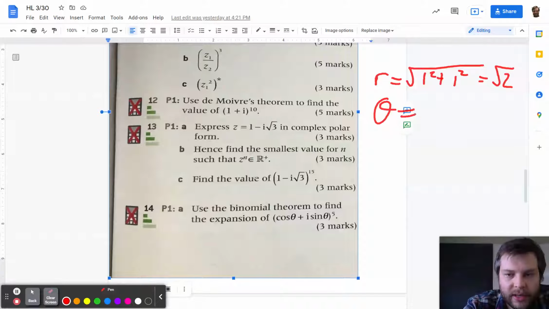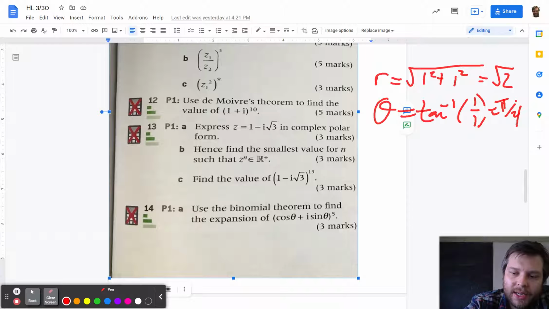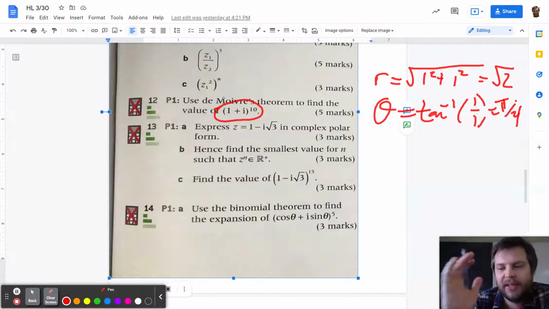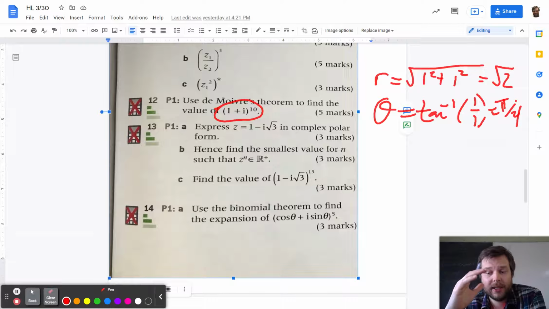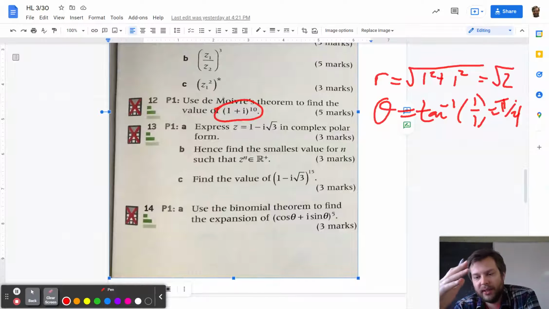And the theta value is just the arctan of 1 over 1, which is pi over 4, or 45 degrees if you're more degree minded. I didn't have to worry about adding pi to my inverse tangent because the complex number 1 plus i lies in the first quadrant. And remember, we discussed this recently, that the range of the inverse tangent is the right hand side of the unit circle.